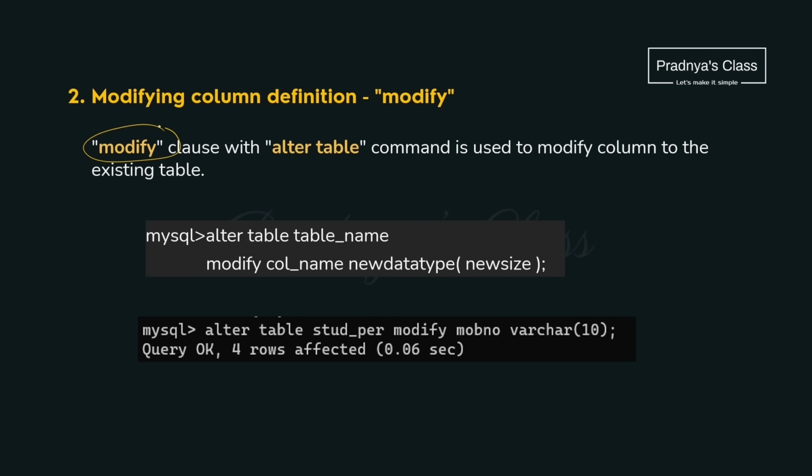There is one more clause we can use with the alter table command, that is modify, to modify the existing column. Here is the syntax: alter table, table name, modify column name, and we are providing new data type. We added one column to the table. The name of the column was mobile number, but the data type was integer, that we are modifying here. We are giving the data type varchar 10.